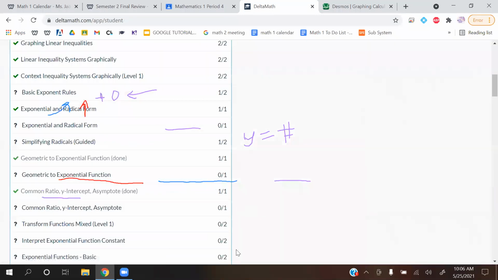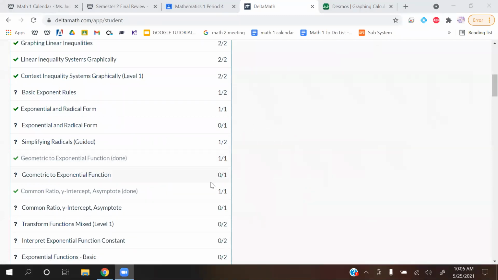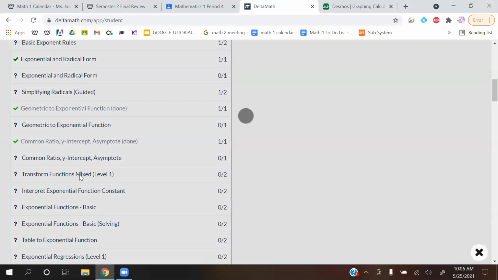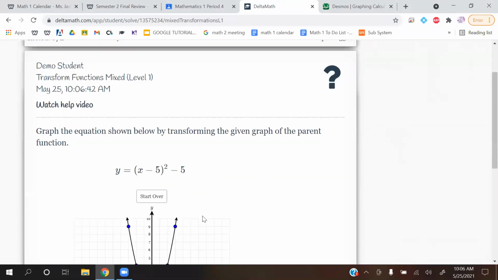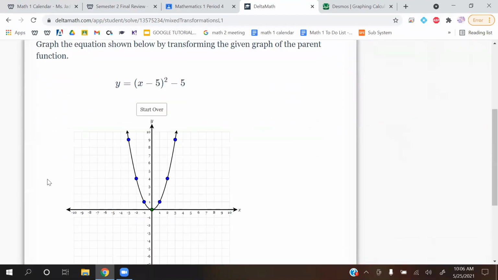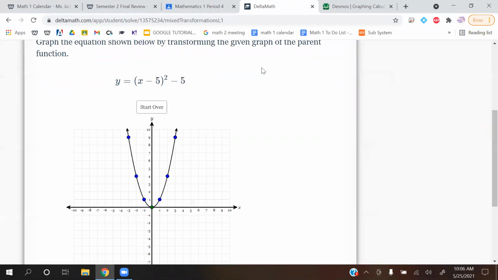Okay, let me erase my annotations. And now we are on to transform functions mix, level 1. Graph the equation shown below by transforming the given graph of the parent function. Okay, so this one's pretty simple because all I want you to do is type this into Desmos.